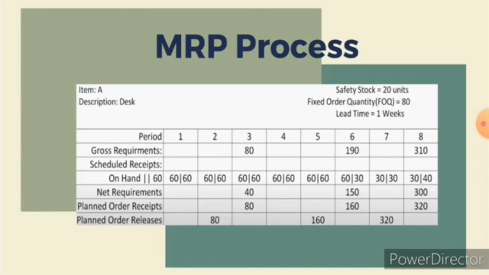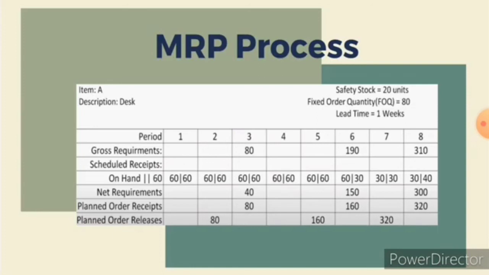So since the order naman ta 160 pag period 6, nanatay 160. So 60 plus 160, it will give us 220. 220 atong i-minus sa 190, which is our customer's order. It will give us 30 units, which will become our ending inventory. On period 7, naka-receive na sa taong order, which will be due on period 8, which is 310 units.